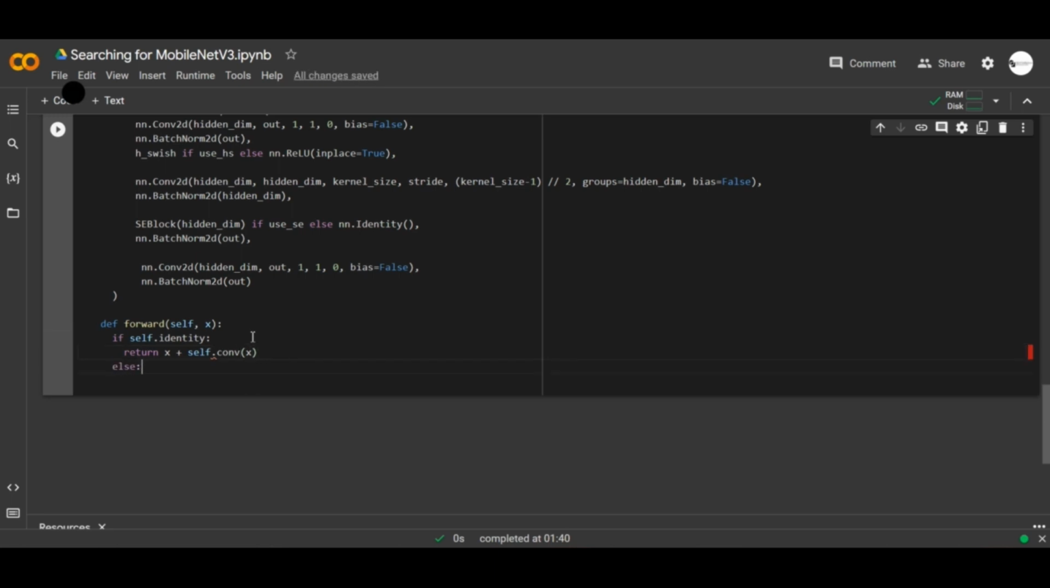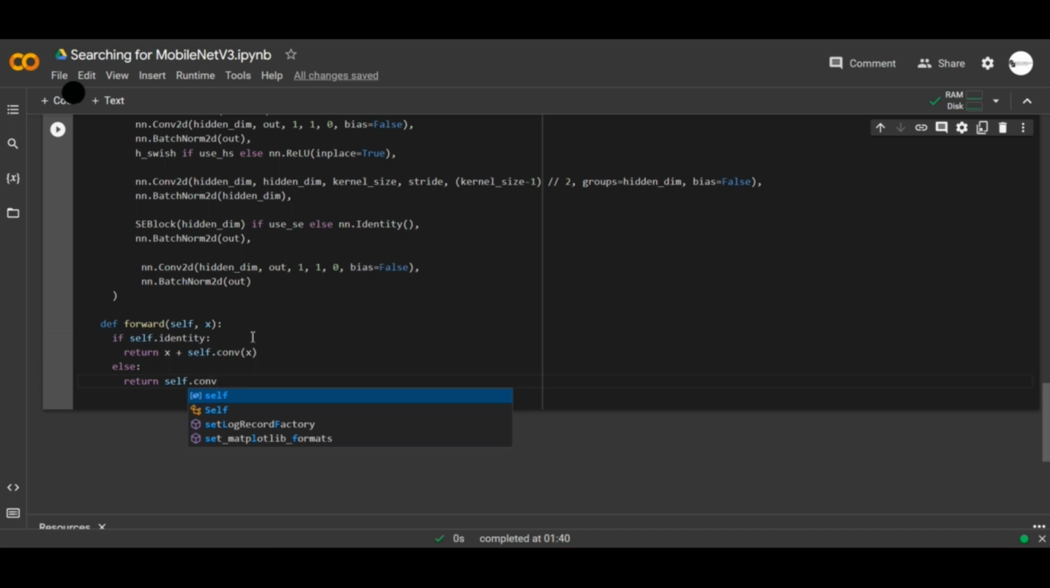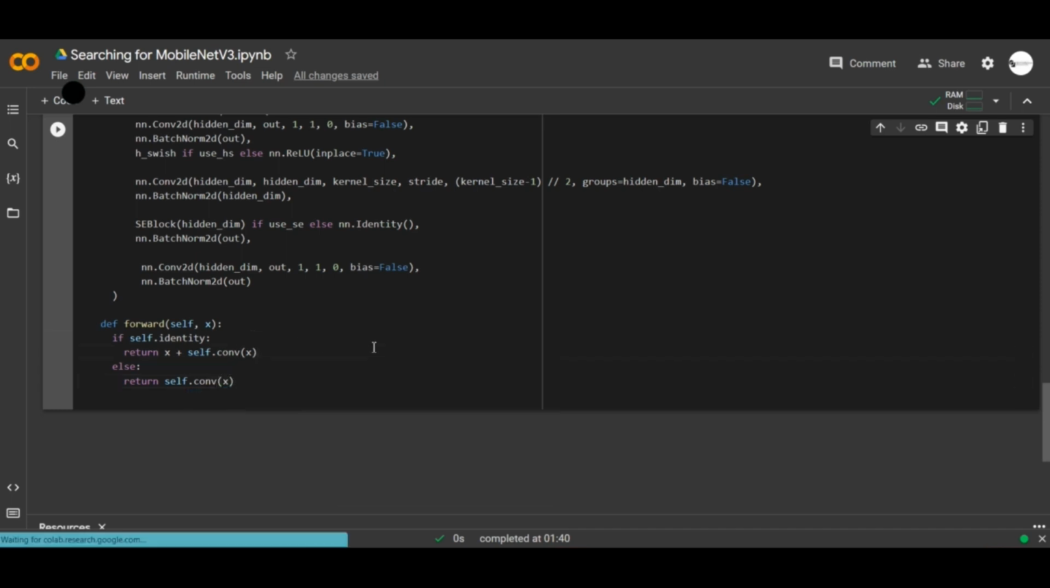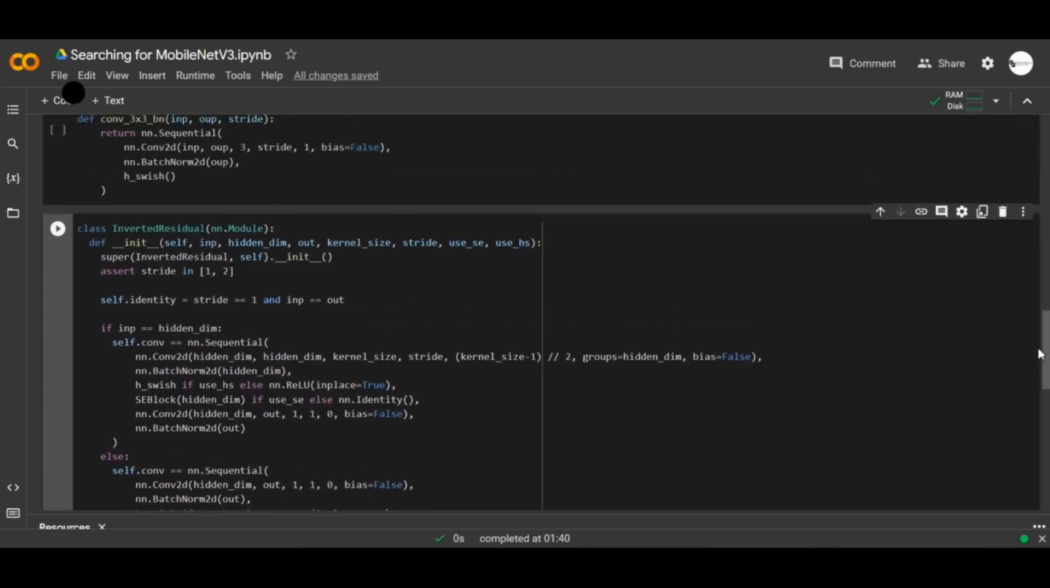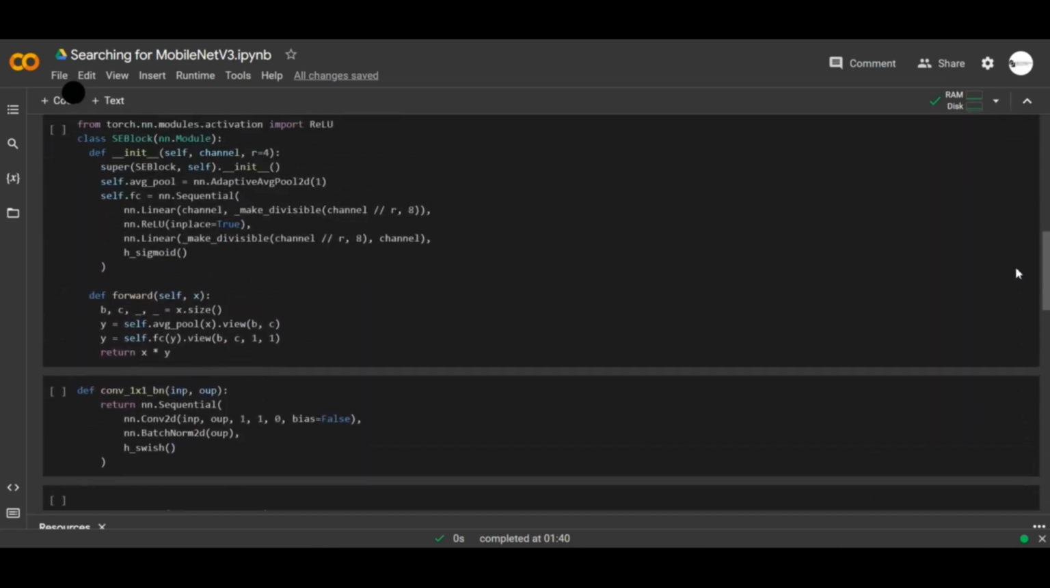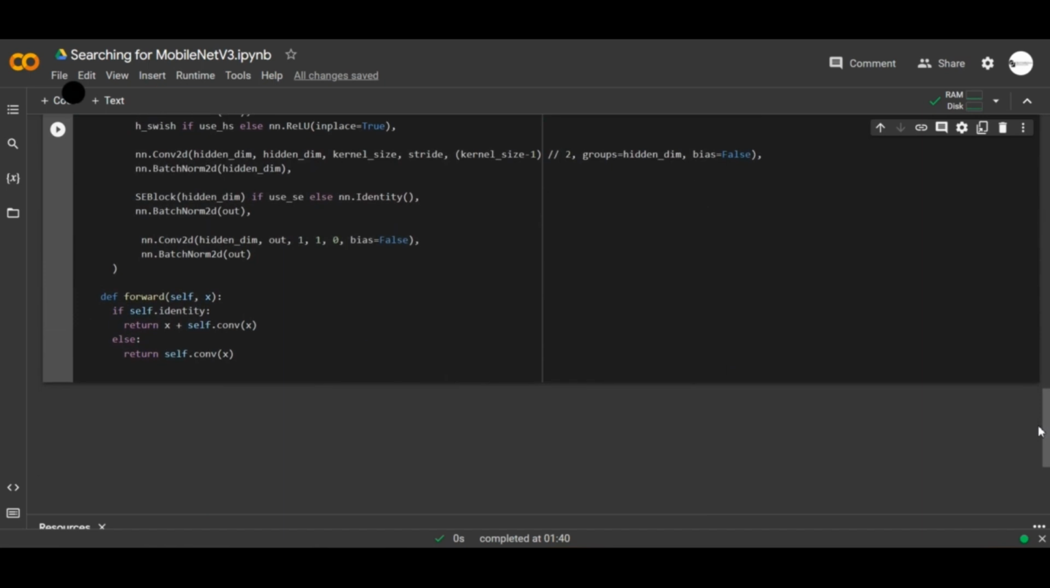Else, that means that the dimensions are not the same, so we're gonna have return self.conv(x). Okay, and yeah, that's it. That's the inverted residual block. So let's continue.